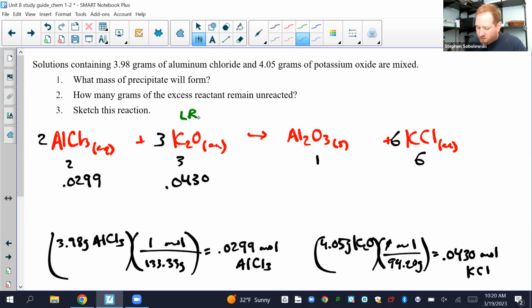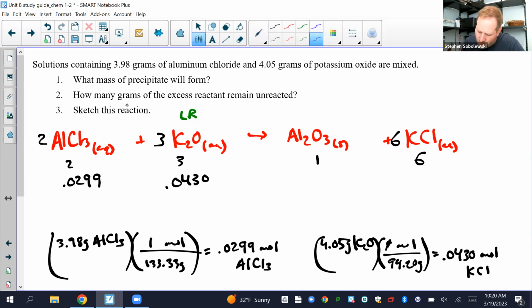Here's the other way of solving for limiting reactant. Moles divided by coefficient equals, moles divided by coefficient equals, smaller numbers are your LR. Let's just confirm. 0.0299 over 2 gives me 0.0150. 0.0430 over 3 gives me 0.0143. Which one's smaller? The one on the right. So these numbers can go away and we have our LR.